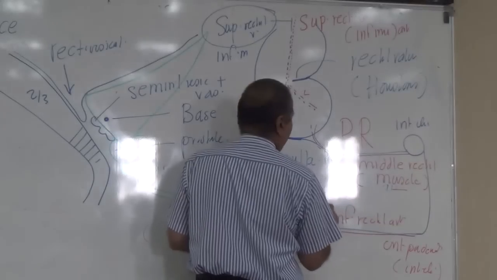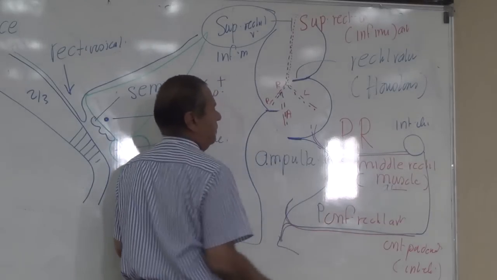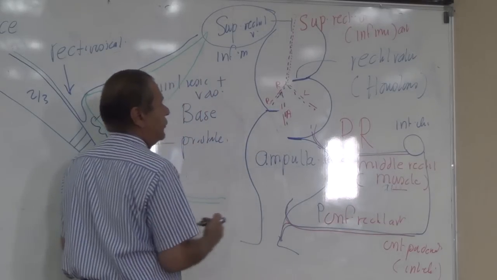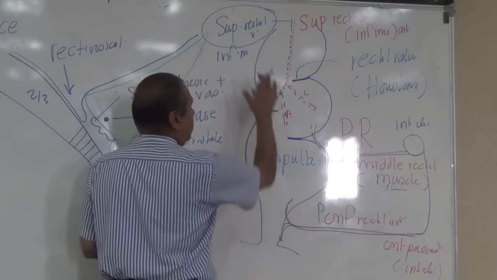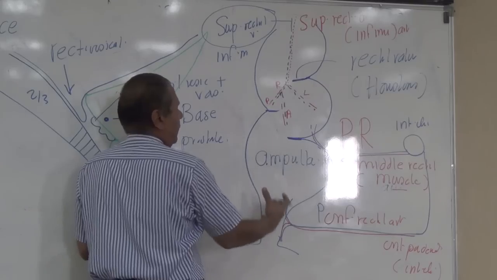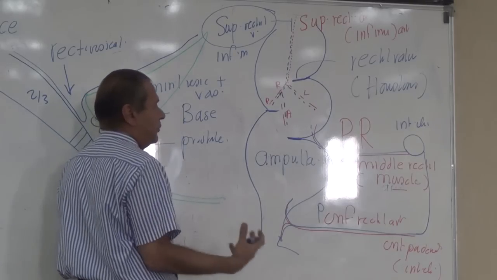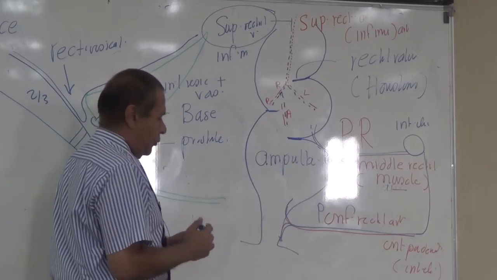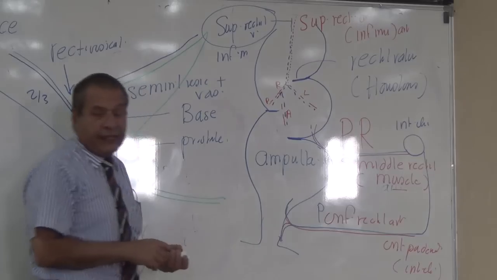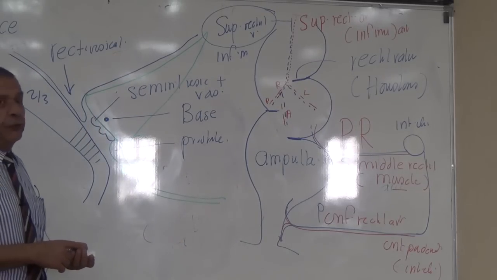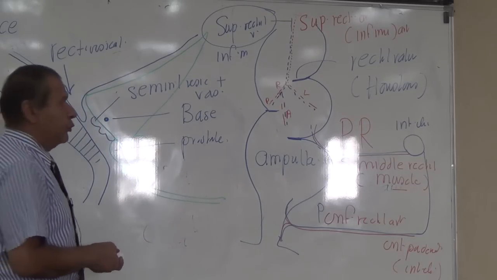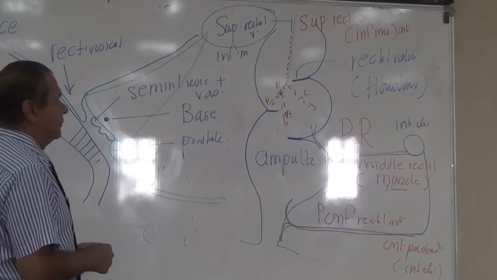And there is anastomosis between them, as you know. The portal-systemic anastomosis is at the upper half of the anal canal. If there is portal hypertension, this anastomosis becomes enlarged and forms rectal varices. We have discussed it, I think, in the portal vein and portal-systemic anastomosis.